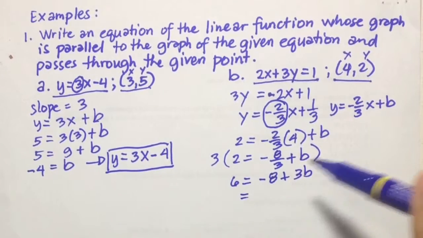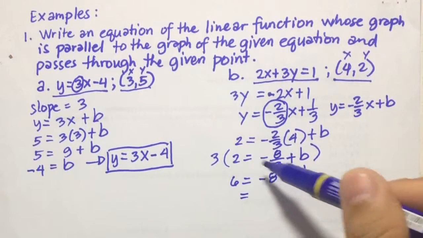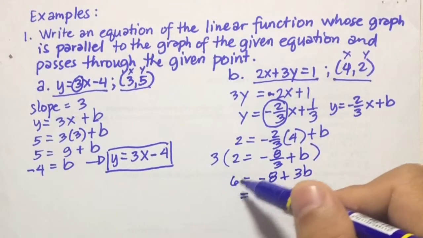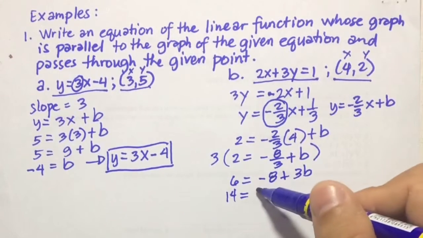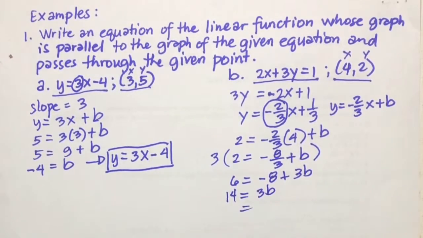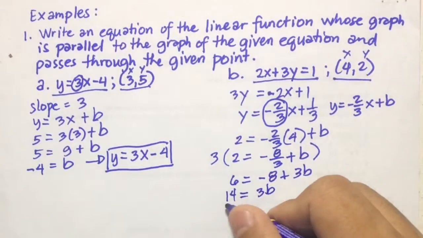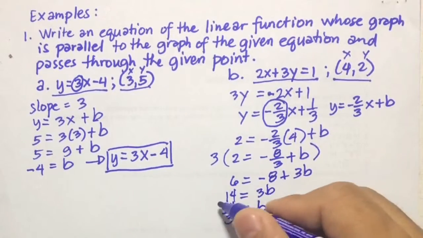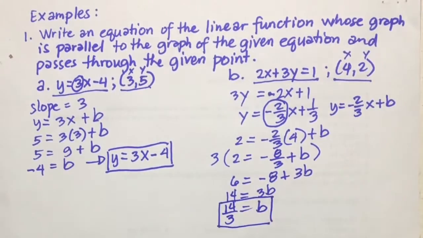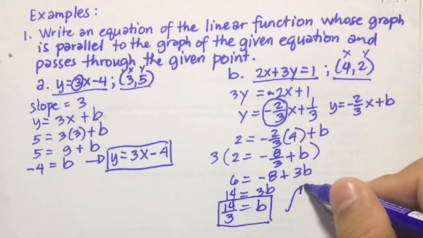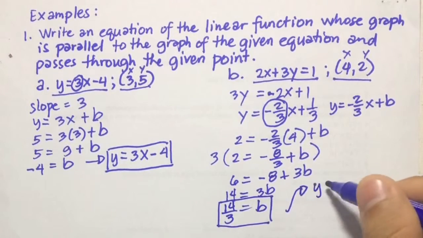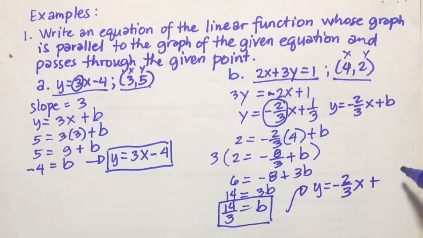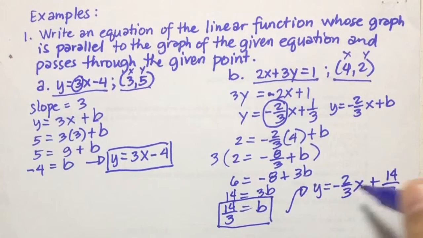Then transpose -8 to the other side. -8 will become +8. So 6 plus 8 is 14, and this is equal to 3b. Then dividing both sides by 3, we can have 14 over 3 equals 3b divided by 3, which is b. So our value of b is 14 over 3. So the required equation will be y equals negative 2 over 3 x plus 14 over 3.